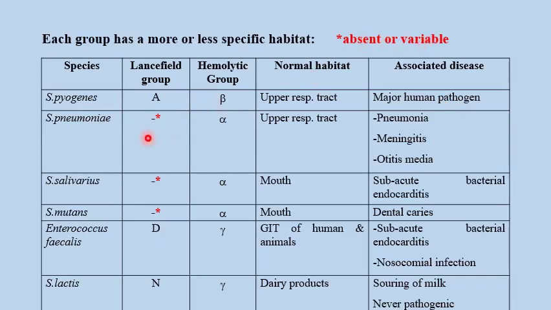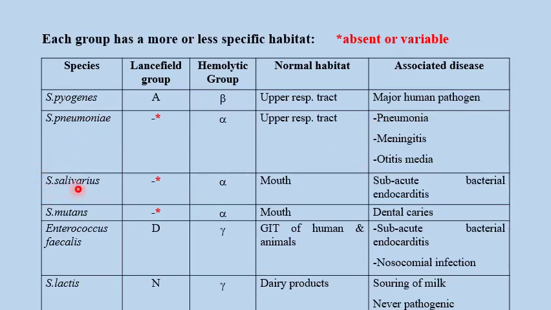Streptococcus pneumoniae, here this mark is absent or variable. So the Lancefield group may be absent, that is to say they don't possess a C carbohydrate substance on their cell wall, or it is different, okay? So it is variable. Hemolytic group is alpha, that means partial hemolysis. It is present also in the upper respiratory tract, and it mainly causes pneumonia, meningitis, and otitis media.